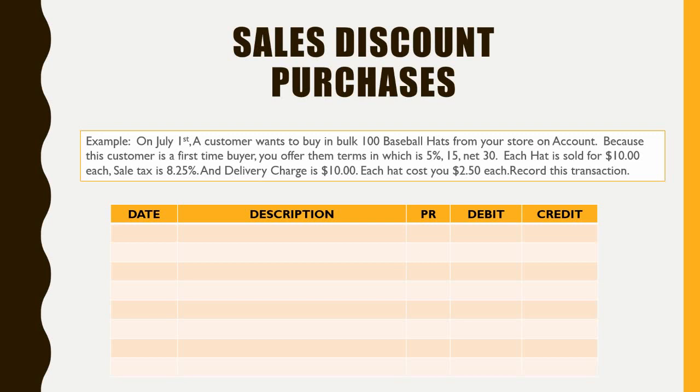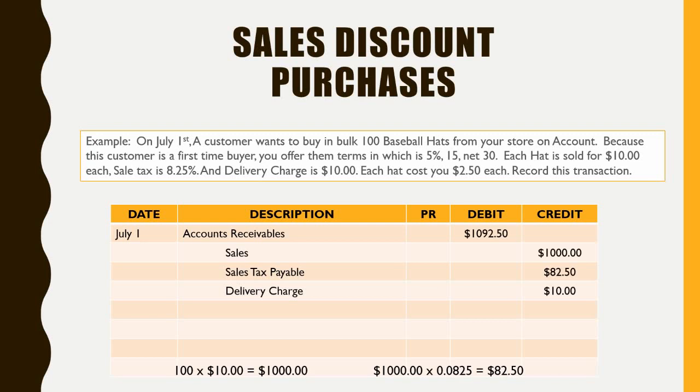Okay. So I'm going to start with my accounts receivable, which is going to be for all three of these, and then I'm going to break them down. So my accounts receivable will be my debit side, and then the rest of them are going to come out of my credit side. So I have 1,000 plus 82.50 plus 10, so it'll be $1,092.50 for my accounts receivable debit. Good. My sales is going to be $1,000 under credit. My sales tax payable is going to be 82.50, and then my delivery charge is going to be $10 under credit.